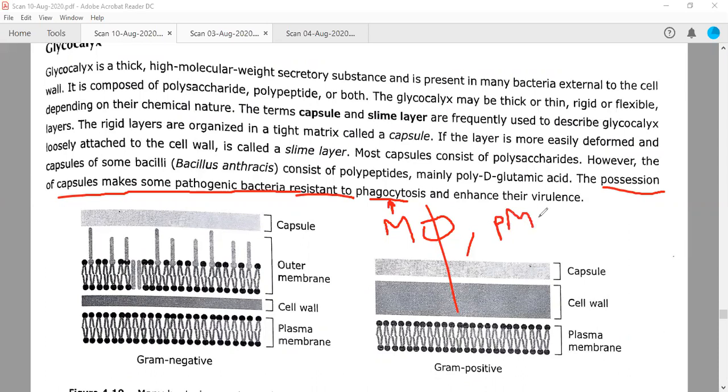Macrophages and neutrophils are PMN actually, polymorphonuclear cells. They have this structure of their nucleus, so depending upon their nuclear structure, they are named PMN. Neutrophils and macrophages are the main cells required for phagocytosis.